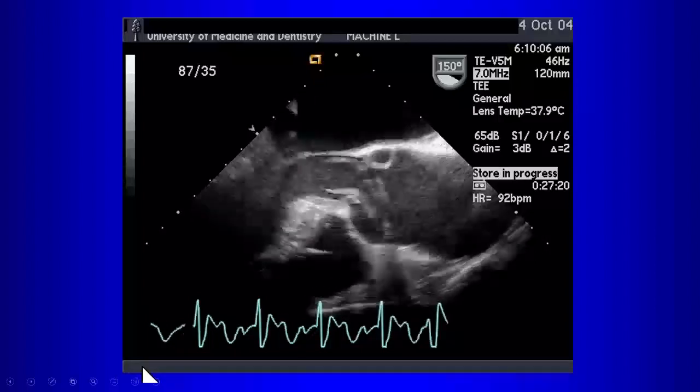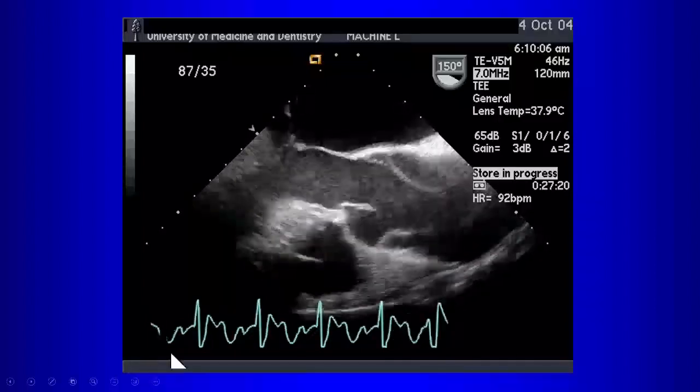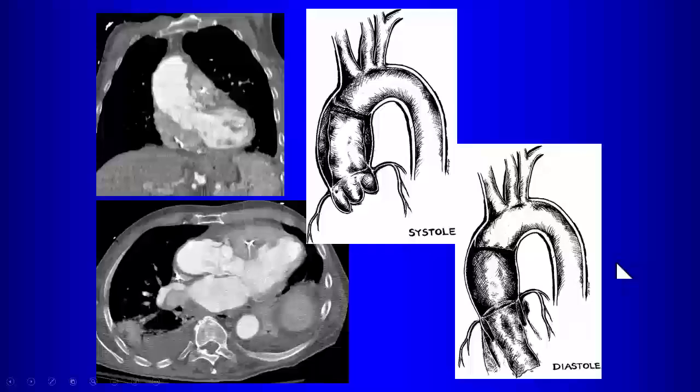So another unusual thing that we can see with dissection. Okay. So that's diagrammed here. So this tear in the ascending aorta, during systole it's pushed forward, but during diastole it's pushed backward down into the aortic valve.